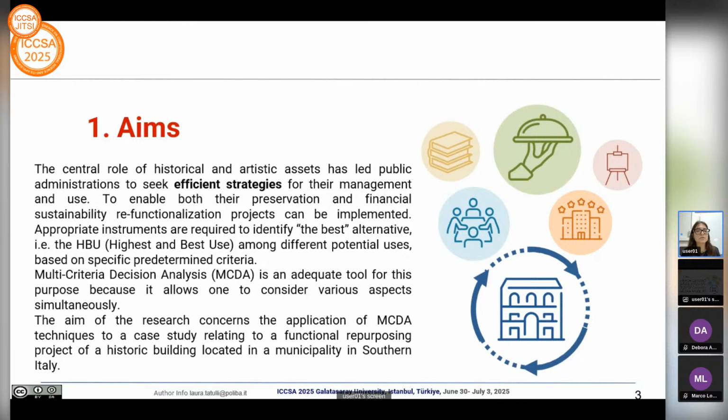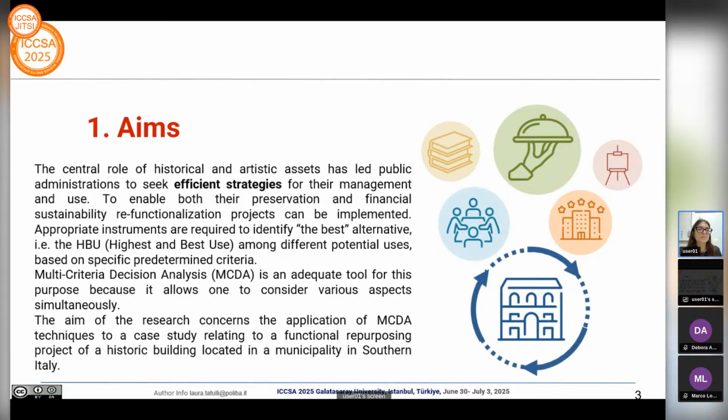It is important to highlight that when we say the best alternatives or the highest and best use, we do not refer to an alternative or a potential use that is the best in absolute terms, but we want to refer to a condition of balance in order to satisfy in the best possible way different criteria.